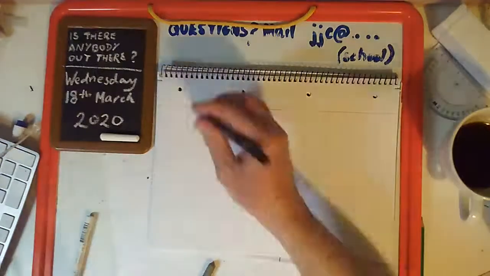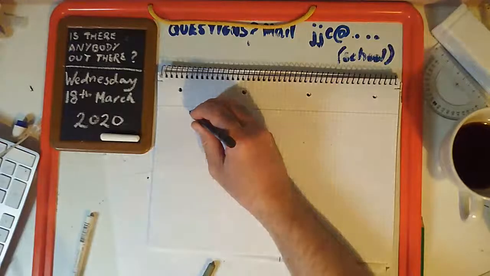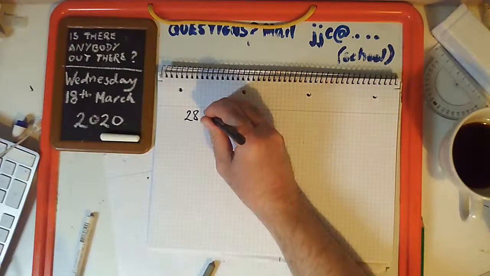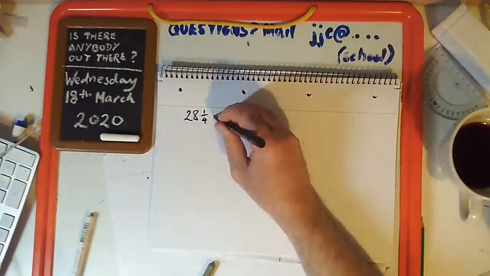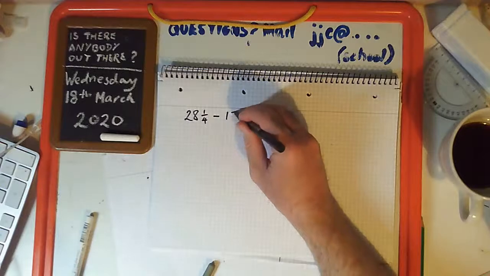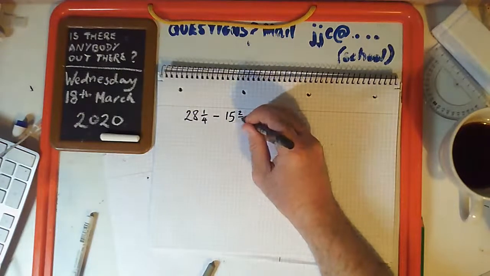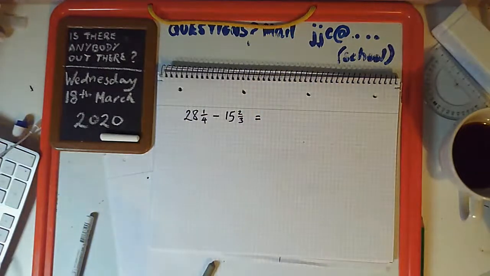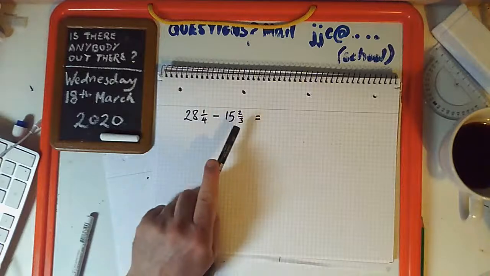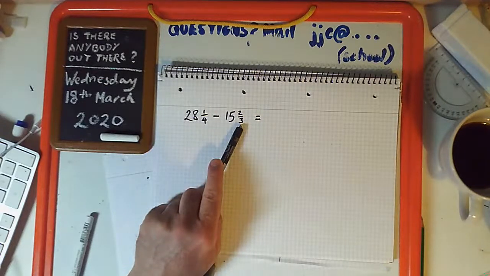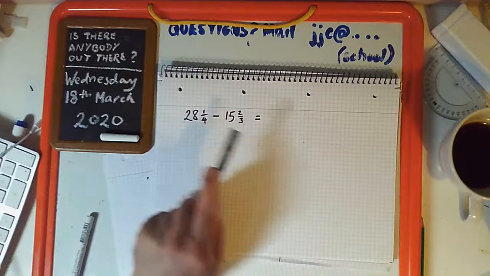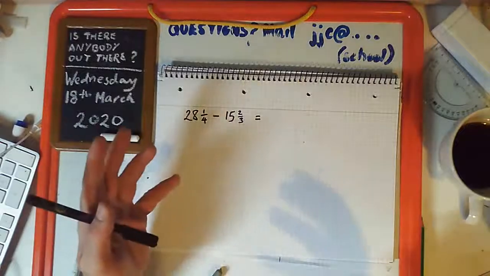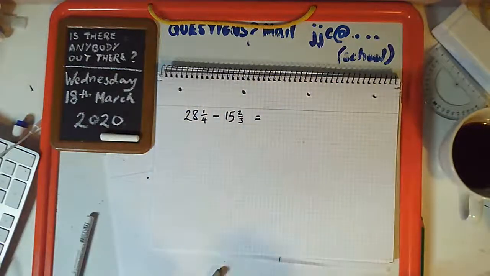Subtracting fractions with a bit of a problem. So let's randomly say 28 and randomly a quarter minus 15 randomly, and let's say 2/3. So the problem with that is that a quarter minus 2/3, a quarter is less than 2/3. So when I try and take away 2/3 from a quarter, I haven't got enough to take away because I'm trying to take away something that's bigger.